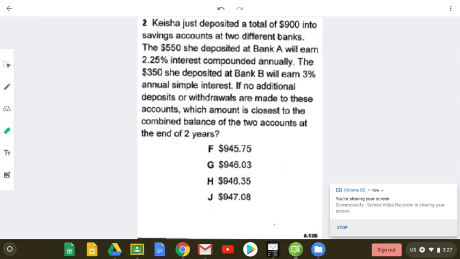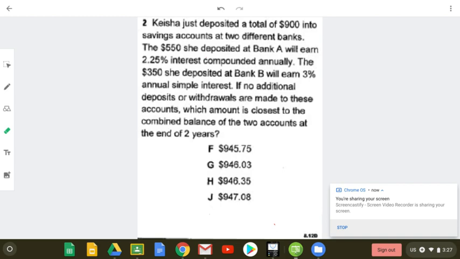So Keisha's just deposited a total of $900 in savings accounts at two different banks. The $550 she deposited at Bank A will earn 2.25% interest compounded annually. The $350 she deposited at Bank B will earn 3% annual simple interest. If no additional deposits or withdrawals were made on these accounts, which amount is closest to the combined balance of these two accounts at the end of 2 years?